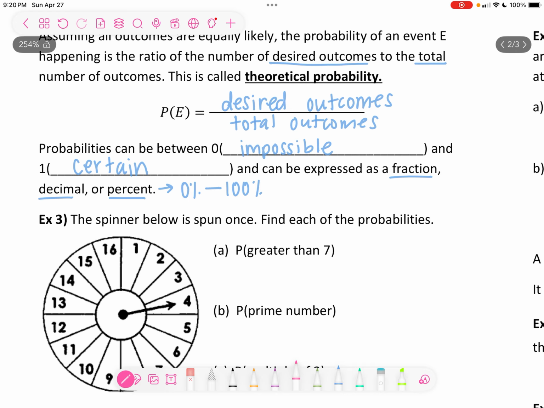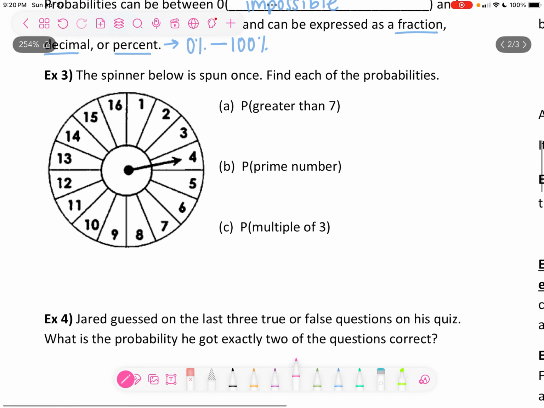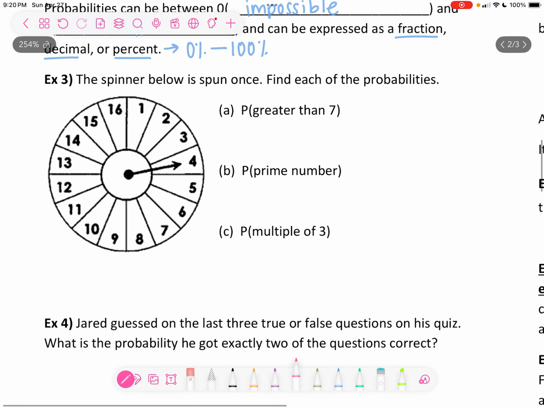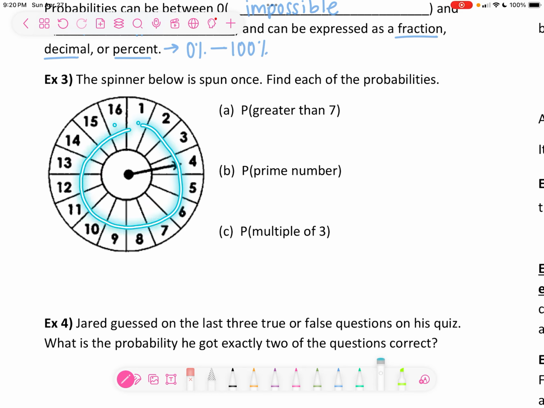Okay, moving along. So now we're looking at example 3. The spinner below is spun once. Find each of the probabilities. So that spinner, let's just kind of take a look at it. Right now it's on 4, but that's just to show it's a spinner, right? In general, there are the numbers 1 through 16, all going all the way around. You can see they go in order, and we're assuming that everything is equally likely.